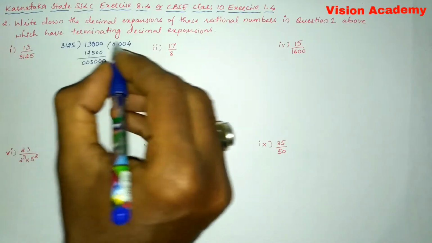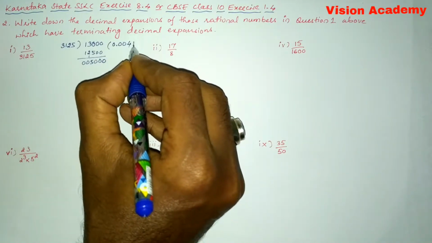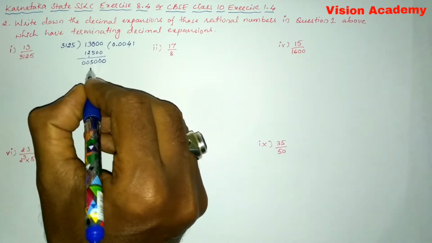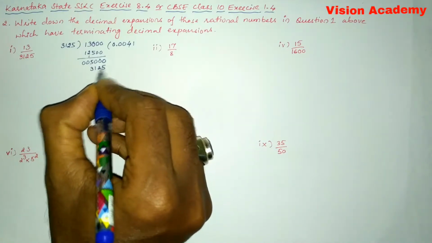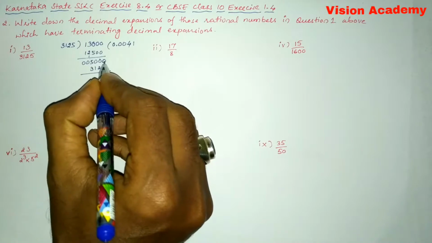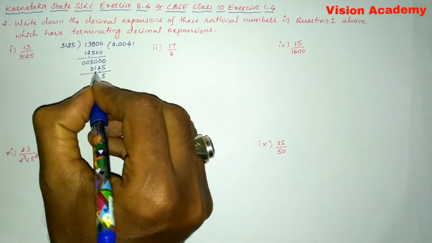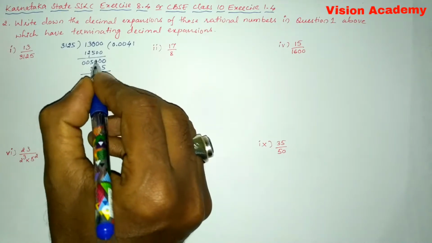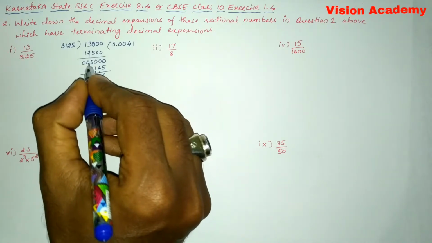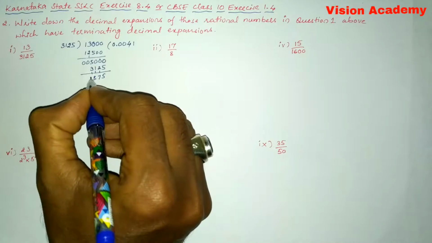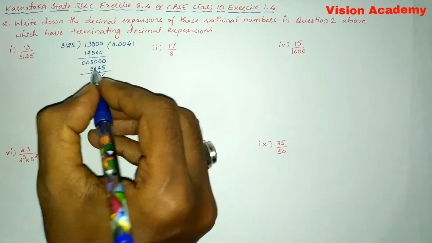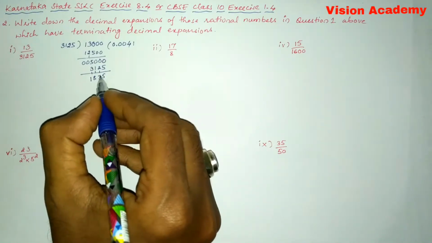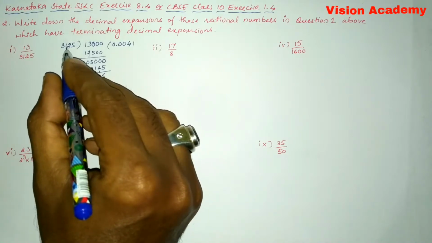So here 3125 ones 3125. Now let us subtract. So 10 minus 5 is 5. So let us take carry. 10 minus 3 is 7. Now let us take carry. 10 minus 2 is 8. Now 5 minus 4 gives us 1. So here it is 1875, which is less than 3125.